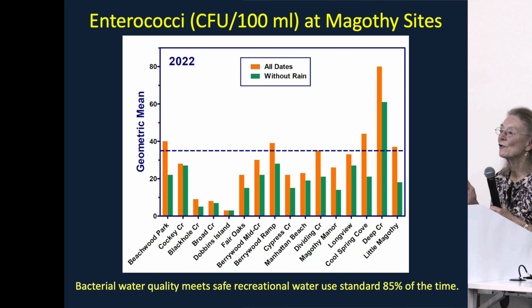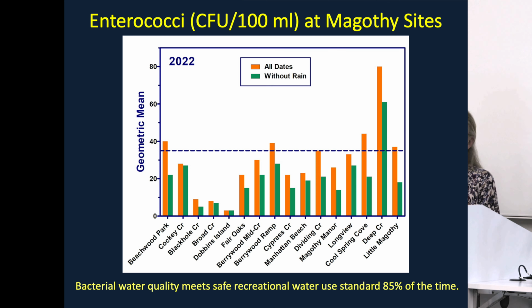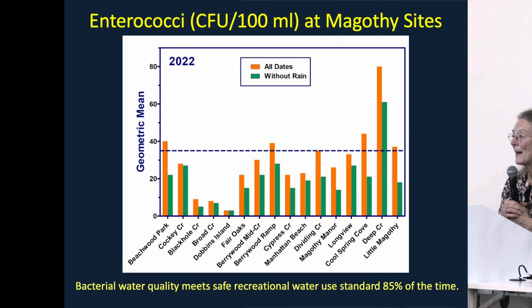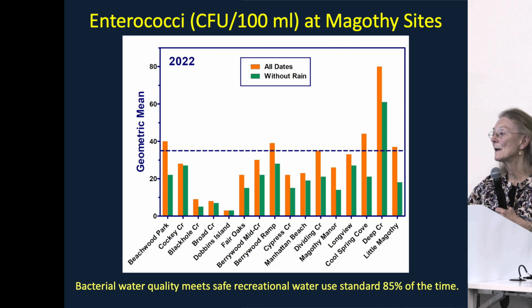So what I did here is put these two graphs together so you can see the impact of stormwater on our counts. When you look at the orange, all dates, that includes good weather and when it's been raining. So you can see what those numbers look like. And then if you pull out the rain dates, you can see what kind of counts you would have. Really the only site that gave us particular trouble with or without rain was Deep Creek. Most of these other sites, most of the time, were good.